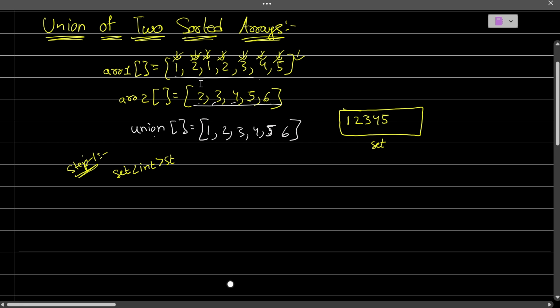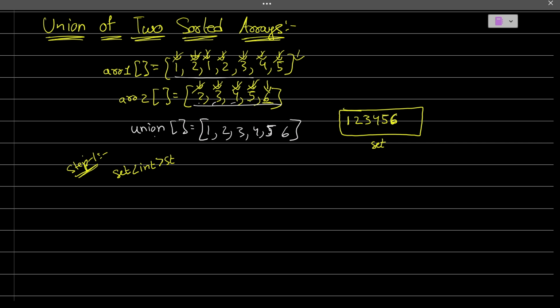Then I go to the second array. Two is already in the set, so I'm not going to take this. Three is already in the set, I'm not going to take this. Four is already in the set. Five is already in the set. Six was not in the set, okay, I'll put it into the set. Right? So in step one, we're just inserting all the union elements into the set.